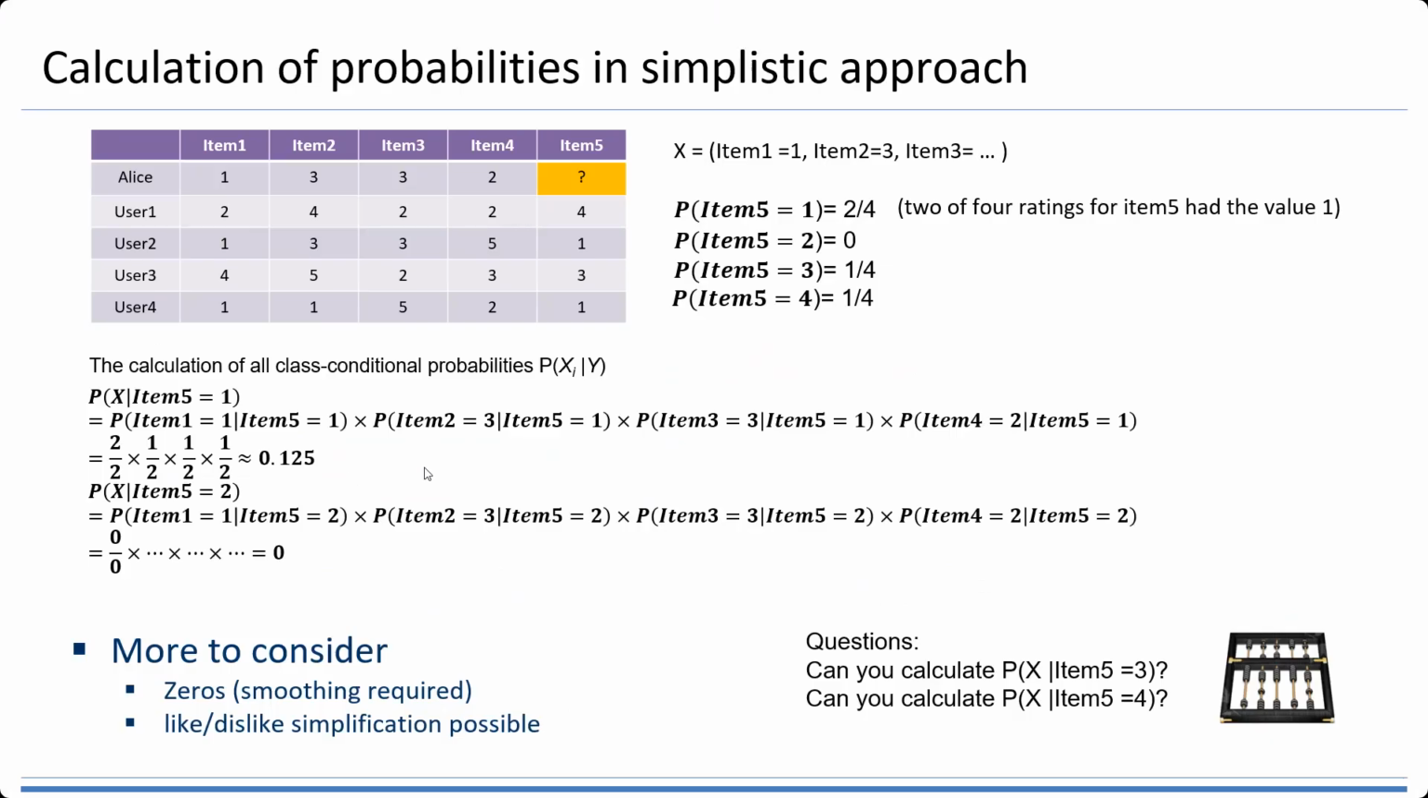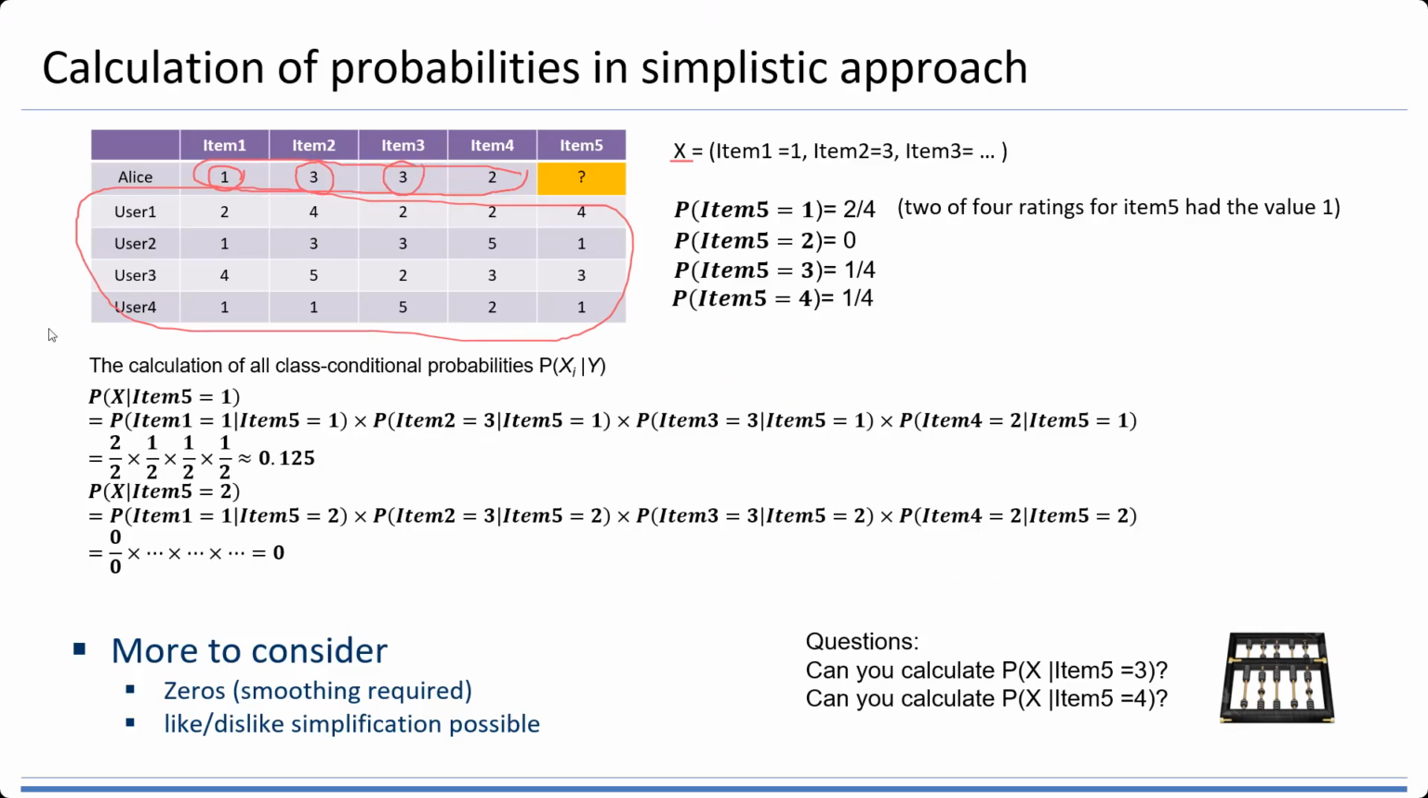Now let's take a look at this example. I have the ratings like this, and as you know, we have the items. In this case, we have item 1 from Alice, the rating is 1. Item 2 from Alice, the rating is 3. Item 3 from Alice, the rating is 3, and so on.